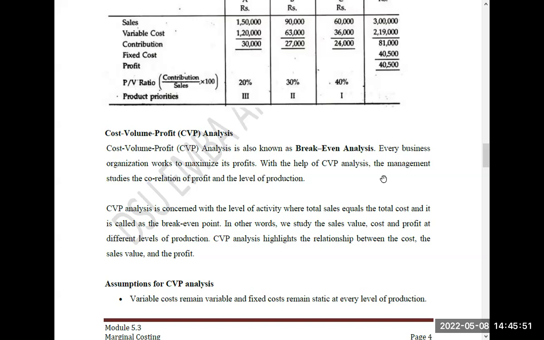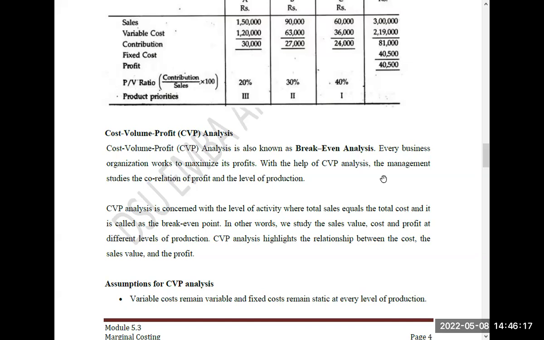Okay. So what is the increase in the cost of production because of the increase in the volume of production? Because of these two increases, what is the impact of the increase of cost and volume on the profit of the company? So this is going to be analyzed in a technique. That technique we call CVP analysis. Otherwise, we call it break-even analysis. Okay. What is break-even? Just now we discussed.